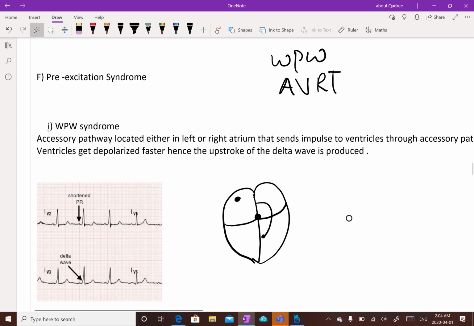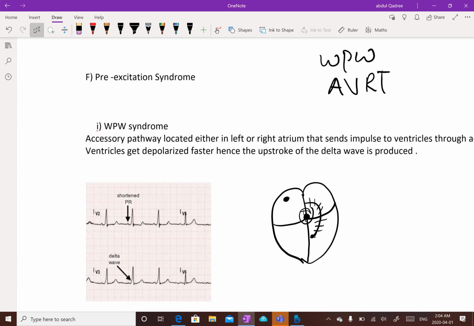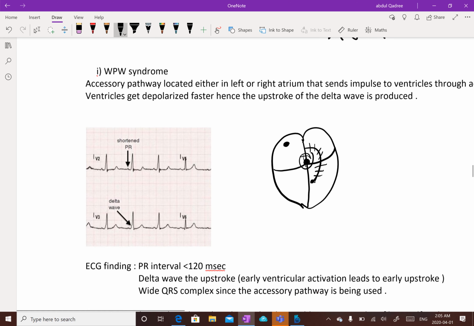Basically, the electrical impulse travels through this accessory pathway and is sent directly to the ventricles without going through the conduction pathway of the AV node. This is why the ventricles get depolarized much quicker than the normal depolarization time, and it leads to the formation of the delta wave here, because the upstroke of the delta wave is produced by the early depolarization.